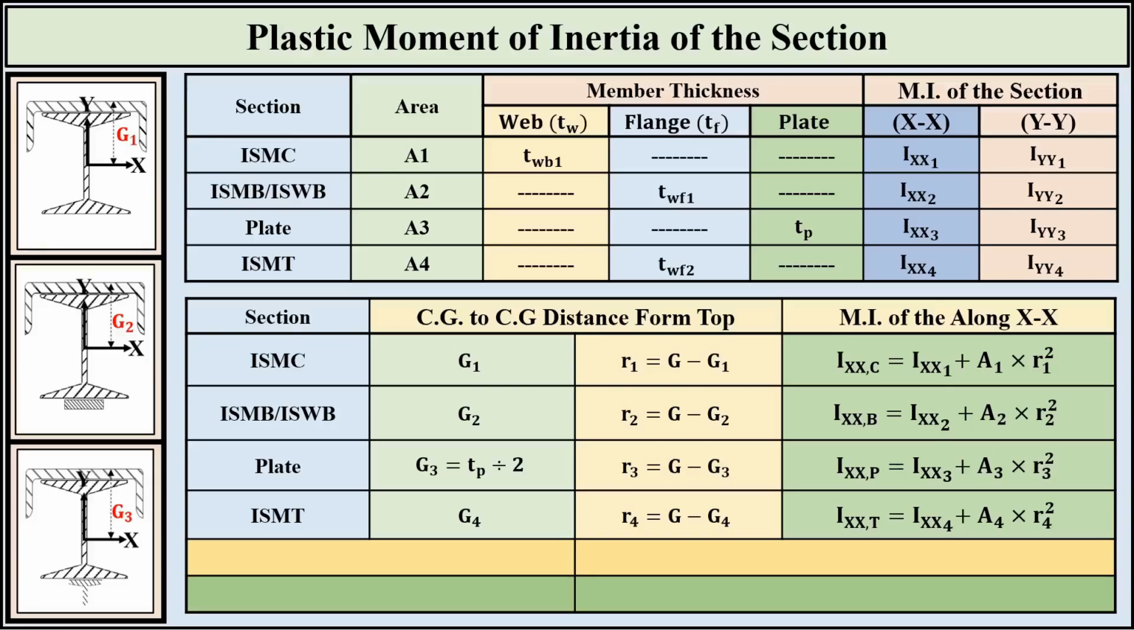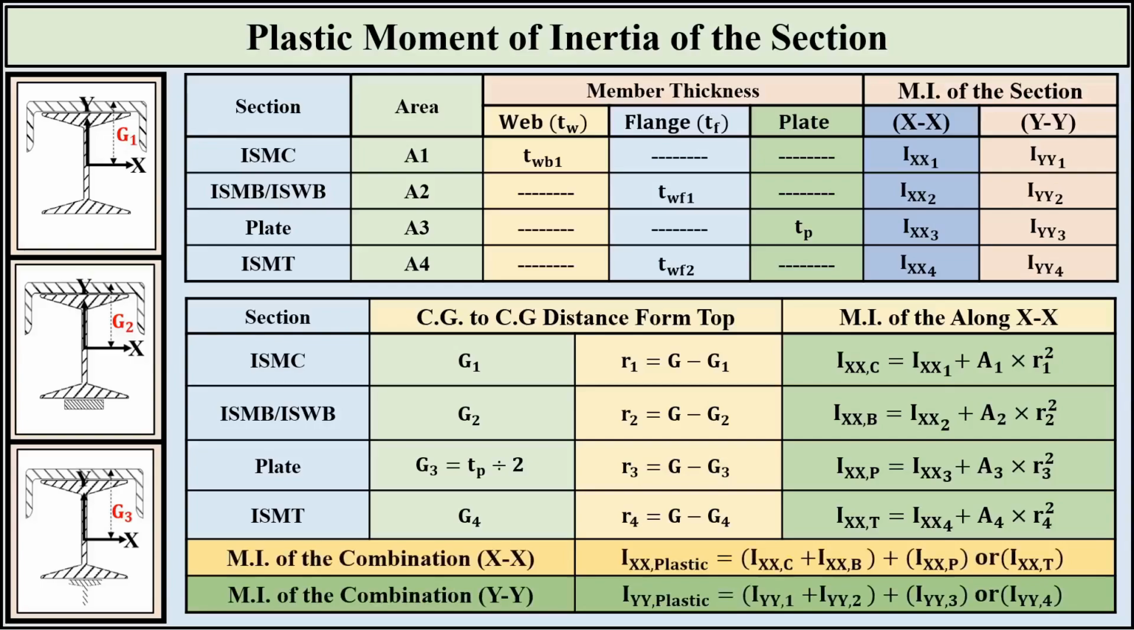Now, we apply the parallel axis theorem to find the moment of inertia along the x-axis for the entire combination. We calculate Ixxc for the channel, Ixxb for the beam, Ixxp for the plate, and Ixxt for the ISMT. Each formula adds the local inertia to the product of the area and the square of the distance r. Finally, we sum these values to find the total moment of inertia of the combination.